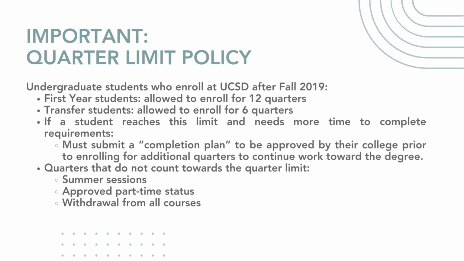Before we begin showing you the steps of building an academic plan, we would like you to be aware of a policy that affects you and your long-term planning. The quarter limit policy applies to all undergraduate students who enroll at UCSD after fall of 2019. First-year students are allowed to enroll for 12 quarters to complete all requirements. Transfer students can enroll for 6 quarters.